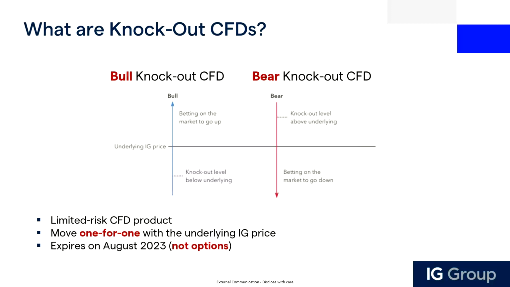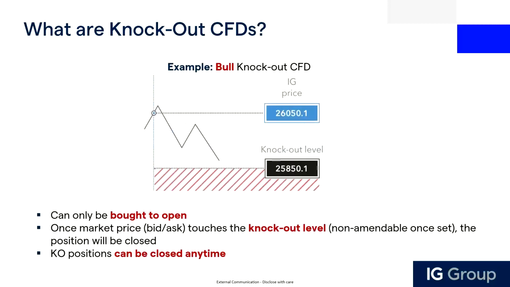Okay, so even if there is an expiry date, please don't misconstrue this as an option. You will not be able to sell a knockout product to receive premium, unlike options. So just be very careful and be a bit more clear on that.